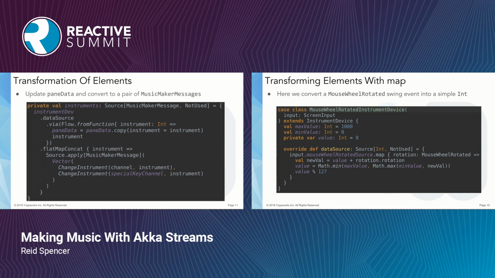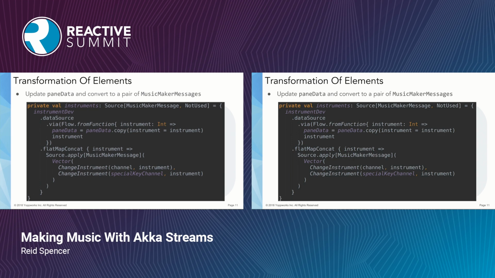You can also transform elements in other ways using flows. So here I've got a few things going on. I'll take a moment to describe it. It doesn't matter what the data source is in particular here, but it's the instrument value again, the one that I was just showing. So we're going to take that data source and flow it through this function, which declares the instrument parameter that's coming in. And then it's going to call paneData.copy to set the instrument value of paneData to instrument. I could have named this a bit better.